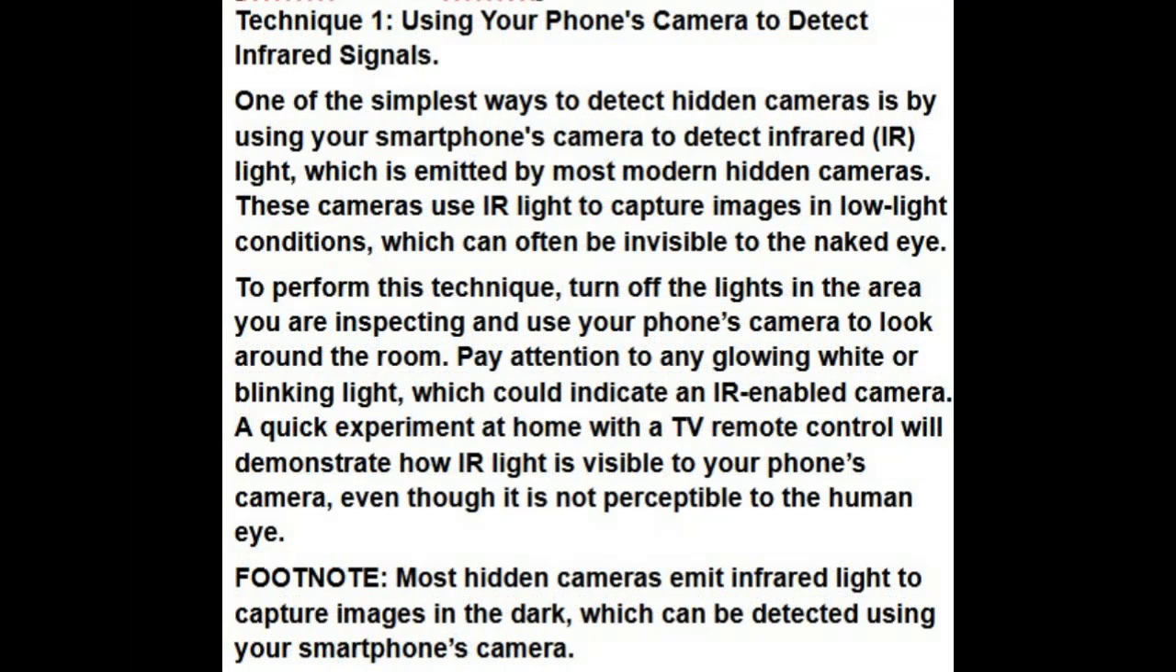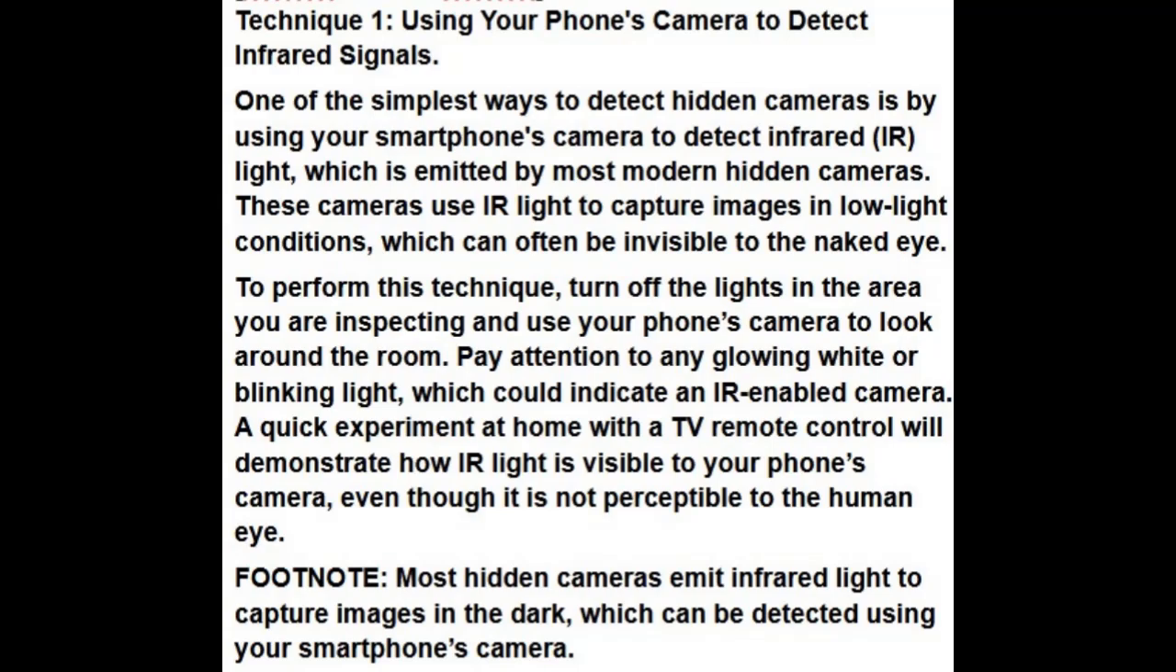Technique 1: using your phone's camera to detect infrared signals. One of the simplest ways to detect hidden cameras is by using your smartphone's camera to detect infrared (IR) light, which is emitted by most modern hidden cameras. These cameras use IR light to capture images in low light conditions, which can often be invisible to the naked eye. To perform this technique, turn off the lights in the area you are inspecting and use your phone's camera to look around the room.